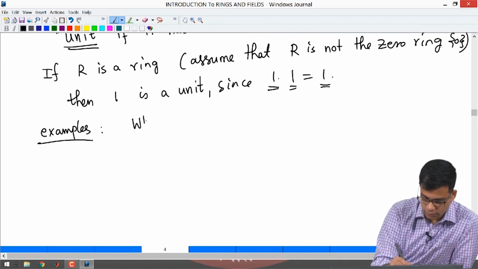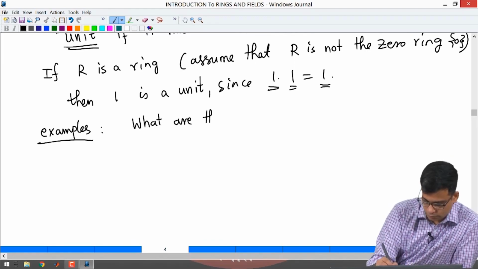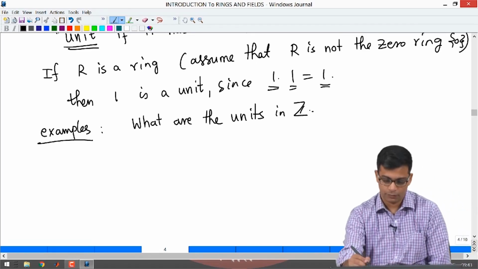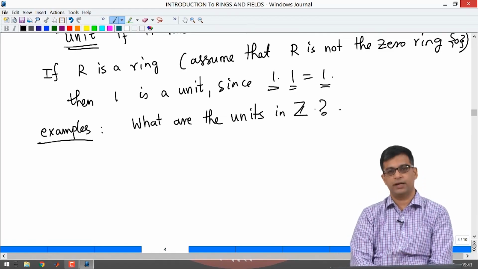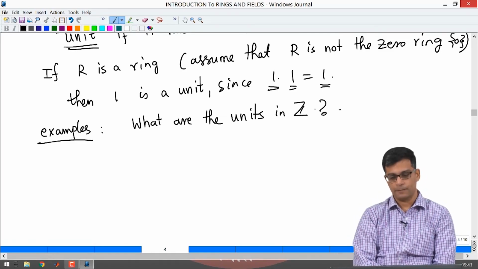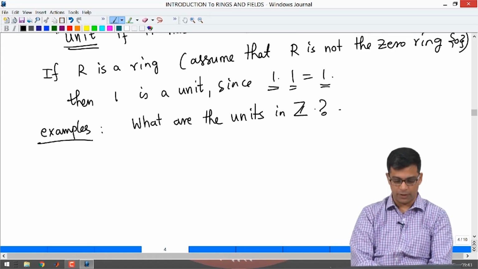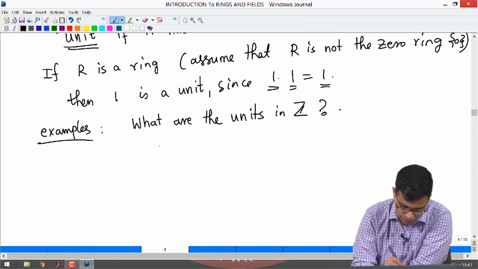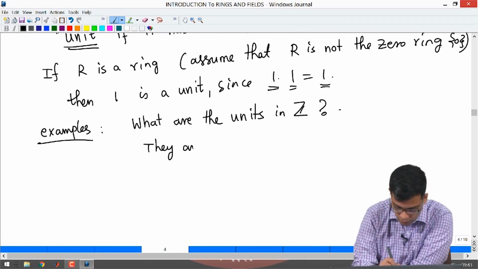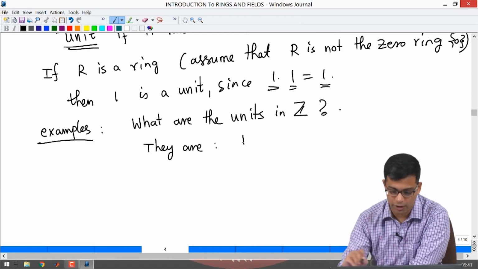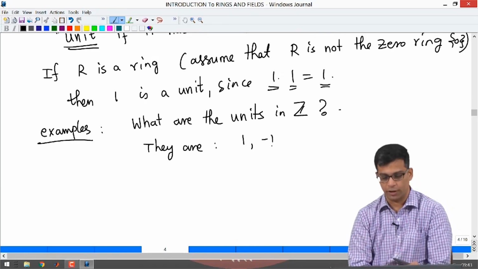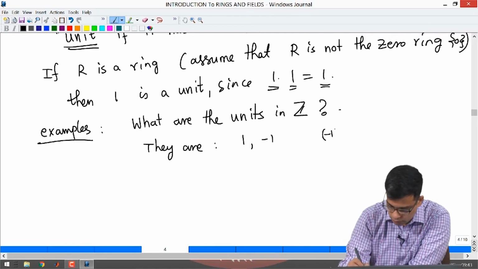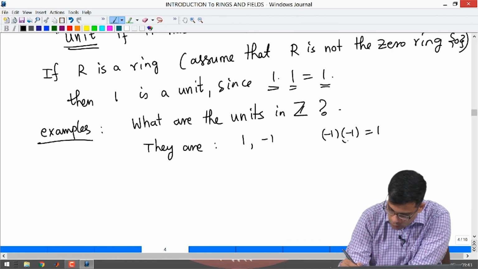So what are the units in, let us say, the ring Z. The set of integers Z is a ring, because we saw that it has addition and multiplication. What are the units? So we agreed that 1 is a unit, 1 is a unit in any non-zero ring, but minus 1 is also a unit here, right, because minus 1 times minus 1 is 1. So minus 1 has a multiplicative inverse.